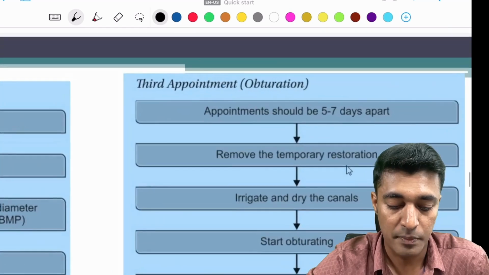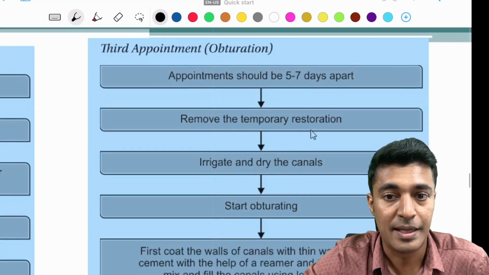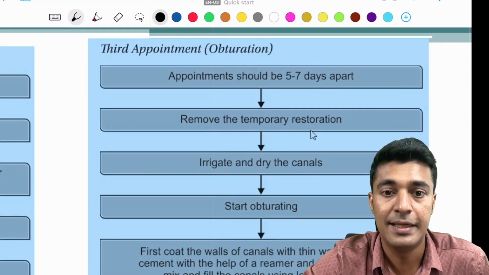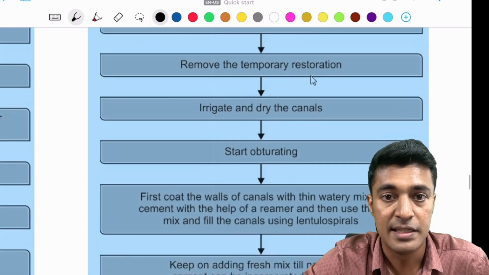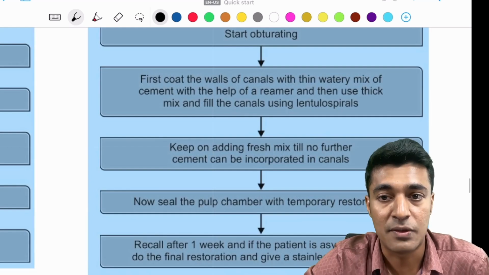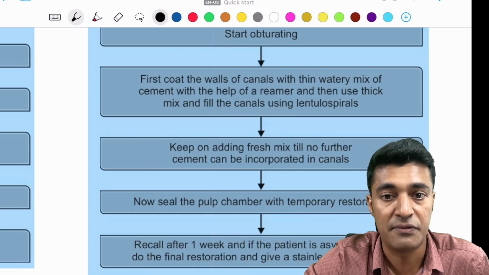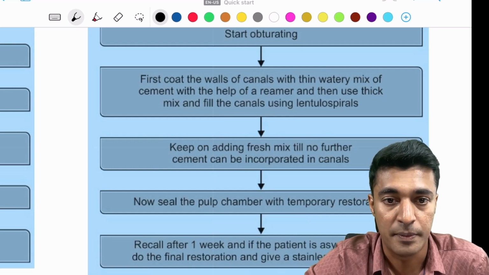On the third appointment, obturation is done, which is again one week apart. Remove the temporary restoration, irrigate and dry the canals. Start obturating. First coat the walls of the canal with a watery mix of the cement with the help of a reamer, and then use a thick mix and fill the canals using a lentulo spiral.